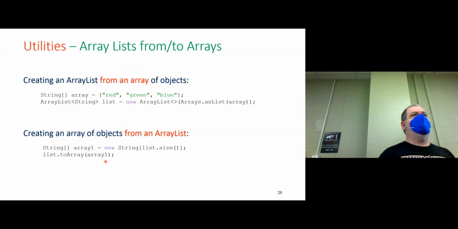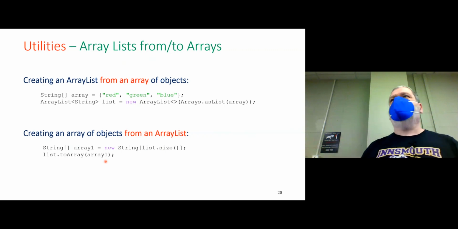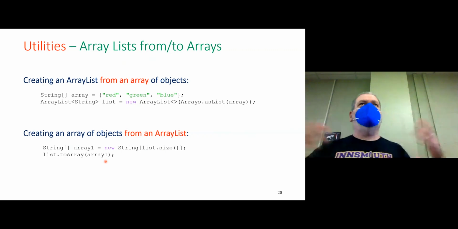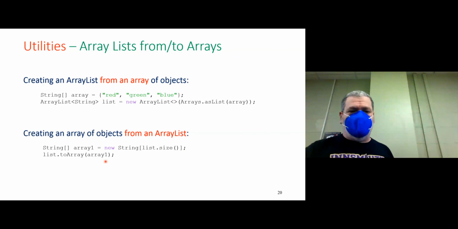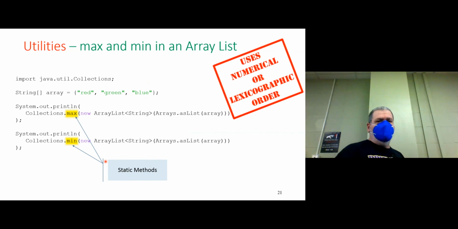What's happening? Am I making a copy of the object? How am I passing the object from one array list to an array? Exactly the same way that we pass parameters. We copy the references. So the objects are not copied, they are shared, so I can modify them from either data structure. We have some little bonuses here.